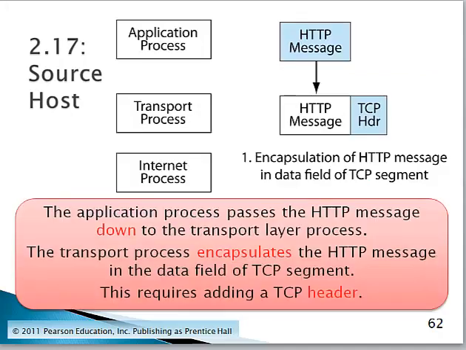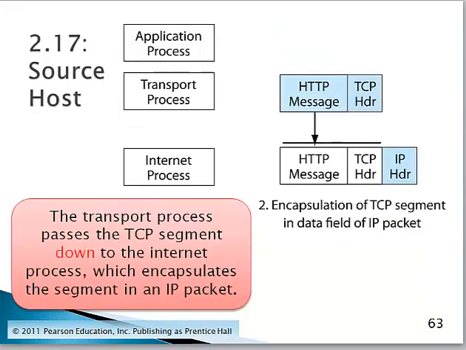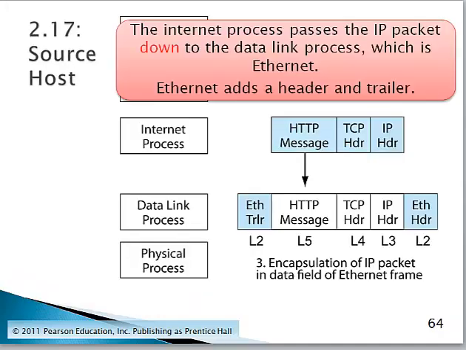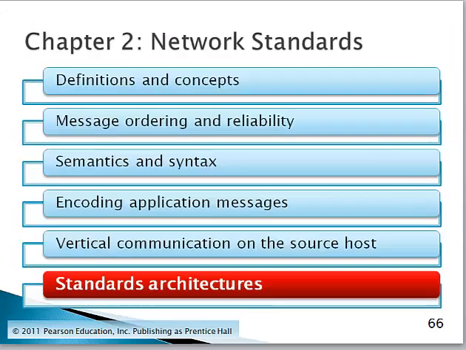So step 2, from layer 5 to layer 4, a TCP header gets added. Everything goes down. The next one goes down to the internet layer, and an IP header gets added. We go down again to layer 2, the data link layer, and an Ethernet header gets added. So what I want you to see at this point is right here, assuming you can see my cursor, layer 2 includes all the information from layer 3, layer 4, and layer 5. All the layers above are included in the encapsulation process.